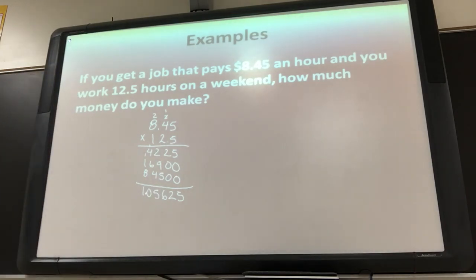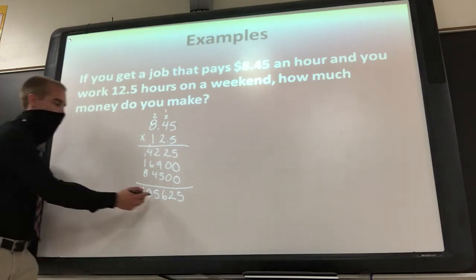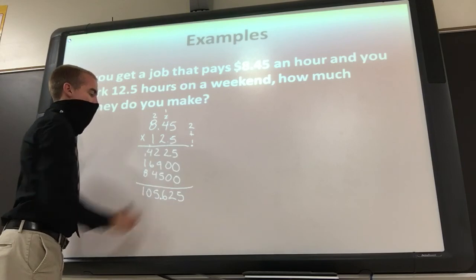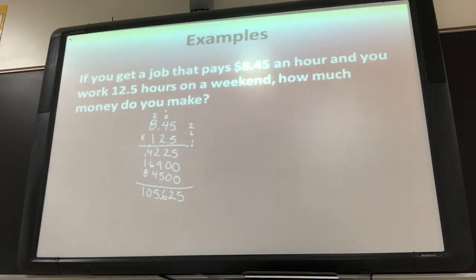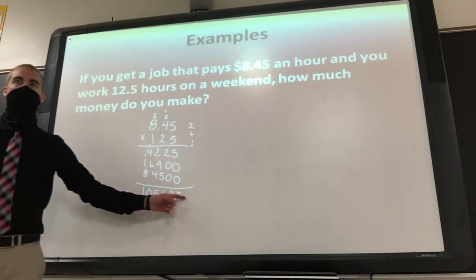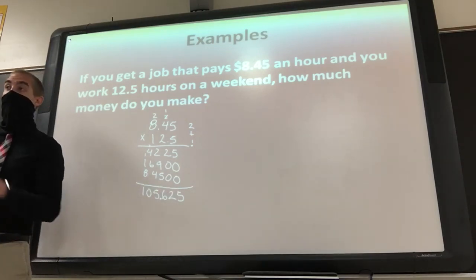Get 105,625. Where's our decimal point going to go here? Bill? After this first 5, okay, we're going to move it over twice plus once, so move over 3 times. Do we need to round this? What are we talking about? What is this 105? How much what? Money.